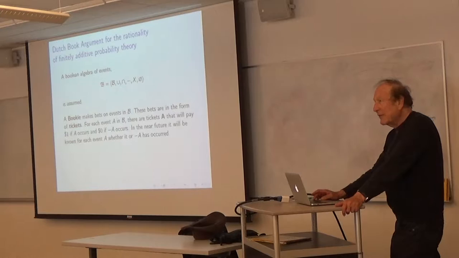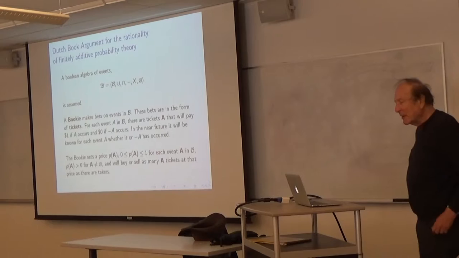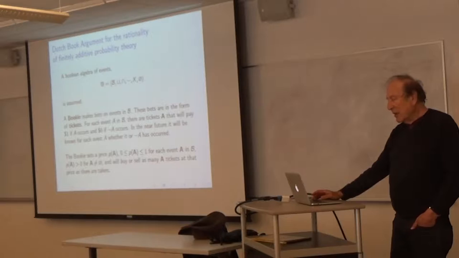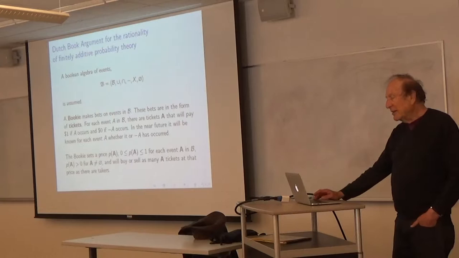This is the usual thing in gambling, that all these events occur. There are, of course, situations where some may not occur any time in the future. You don't always know what happens in the future, and a different logic is used for that. And the bookie sets prices. For each ticket, he sets a price between $0 and $1. Each ticket describes a non-empty set.